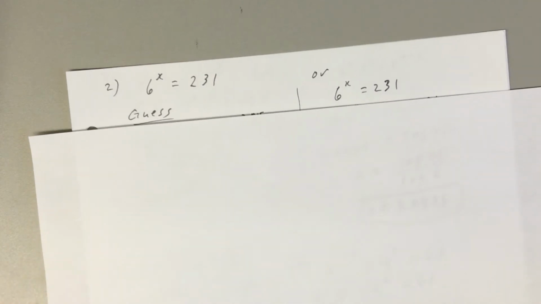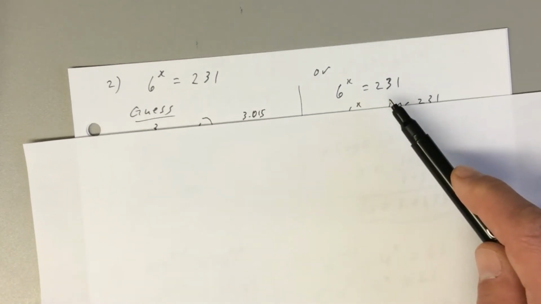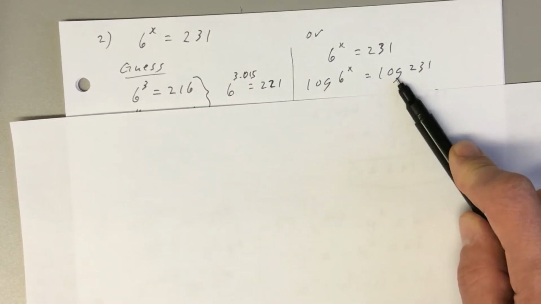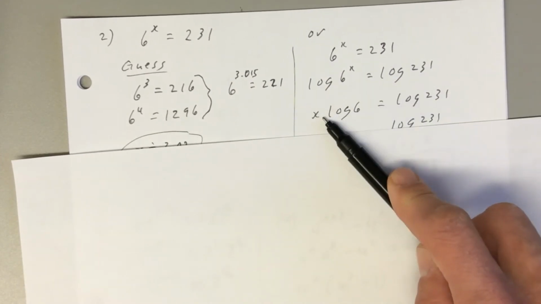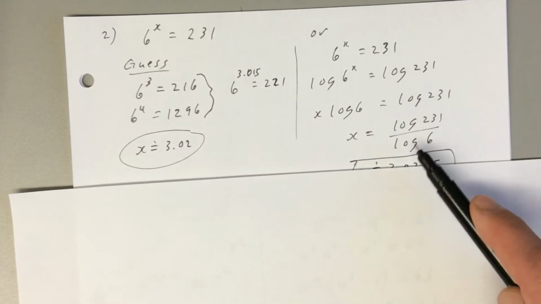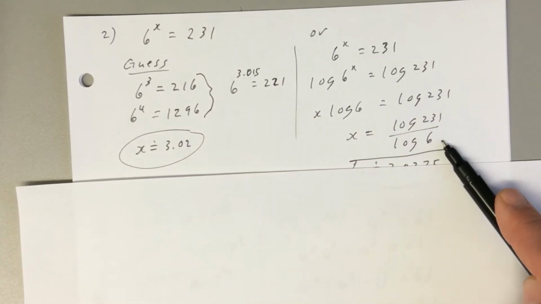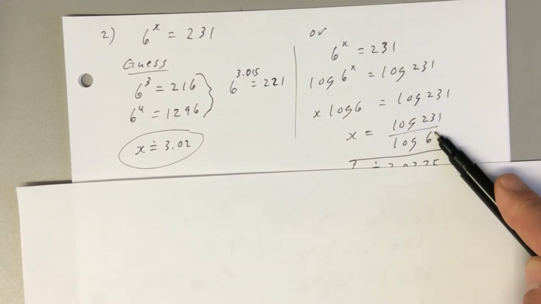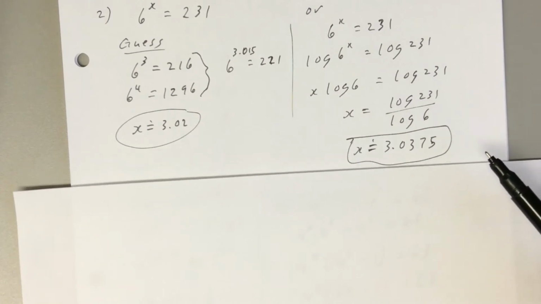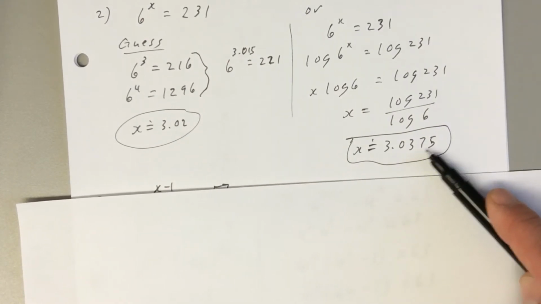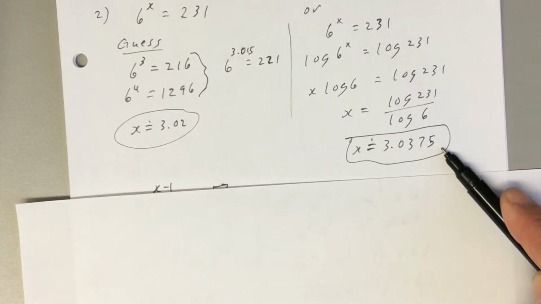Now, what about using the change of base formula? If you take the log of both sides, the x comes down in front, and you end up with x equals log 231 over log 6. We can just jump right to this using the change of base formula if you want. Do it on your calculator, and you get 3.0375.